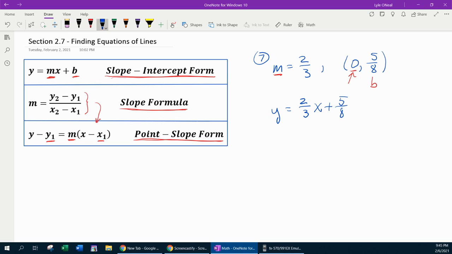Now, if they want us to write it as a linear function, the only thing different would be that we're going to replace y with f of x, because f of x means y. So here our linear function would be f of x equals 2/3 x plus 5/8, and we're done.